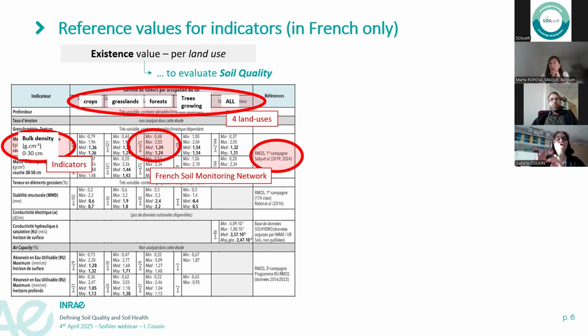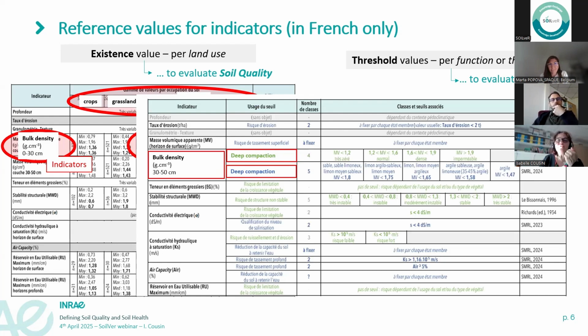So I remind you, a group of soils, here classified by land uses. But to evaluate soil health, we need thresholds, and we have to evaluate them per function or per threat. And here we can have a look at bulk density and the way it evaluates soil deep compaction. And you also have the values here, and of course the reference where we have taken this value. Unfortunately, we do not have lots of target values in the literature.